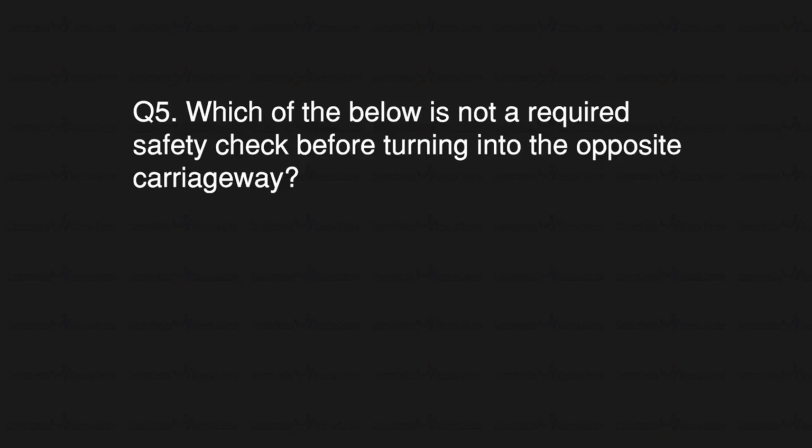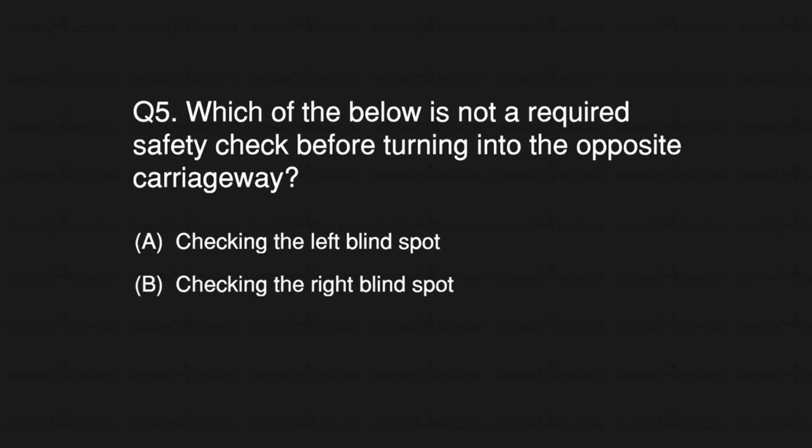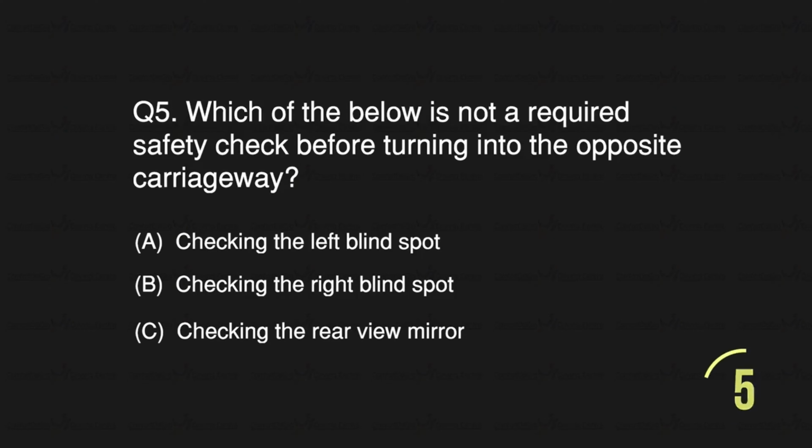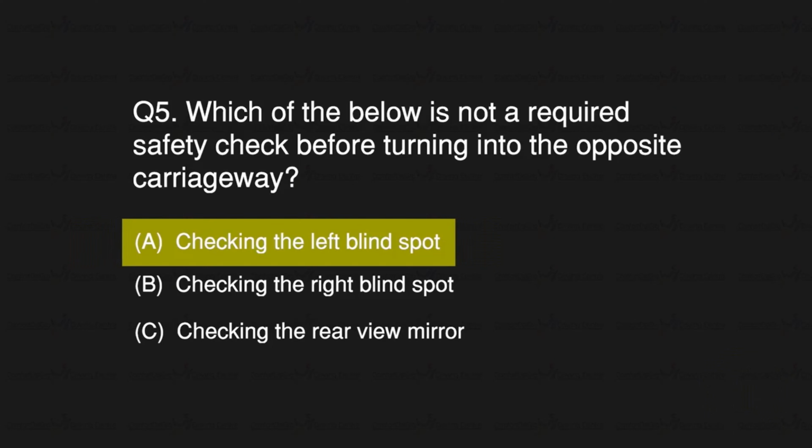5. Which of the below is not a required safety check before turning into the opposite carriageway? A. Checking the left blind spot. B. Checking the right blind spot. C. Checking the rear view mirror. The answer is A. Checking the left blind spot.